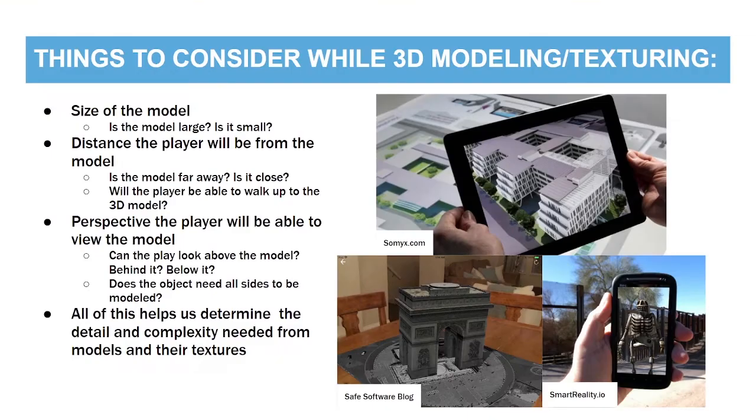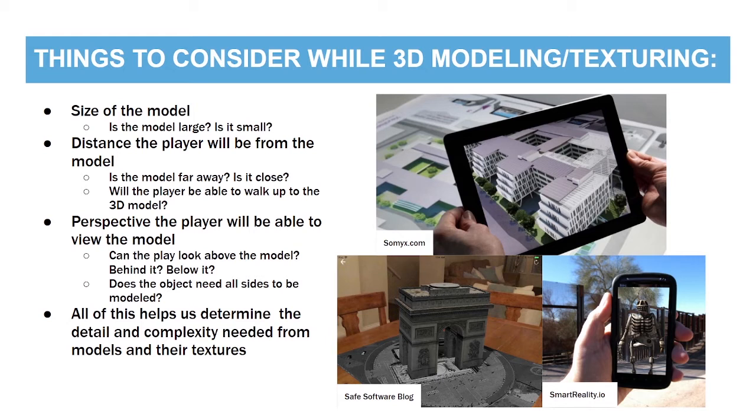Here's some tips on how you might go about creating 3D assets for an augmented reality app. Here are some things to consider. What's the size of the model? Is the model large or is it small? What's the distance the player is going to be from the model? Is the model far away or is it close? Is our player going to be able to walk up to the 3D model or is it in a fixed location that the player can't walk close to?